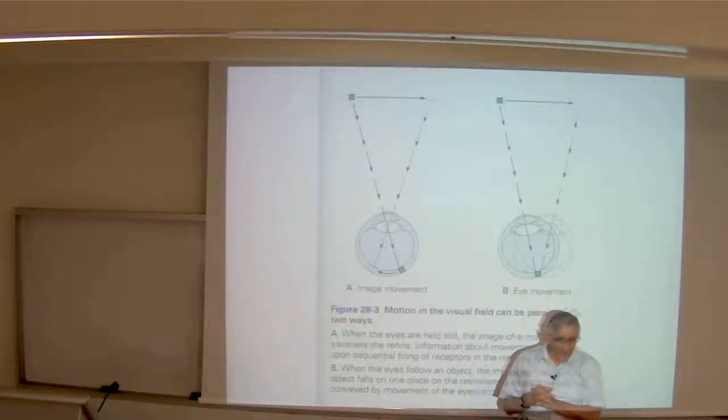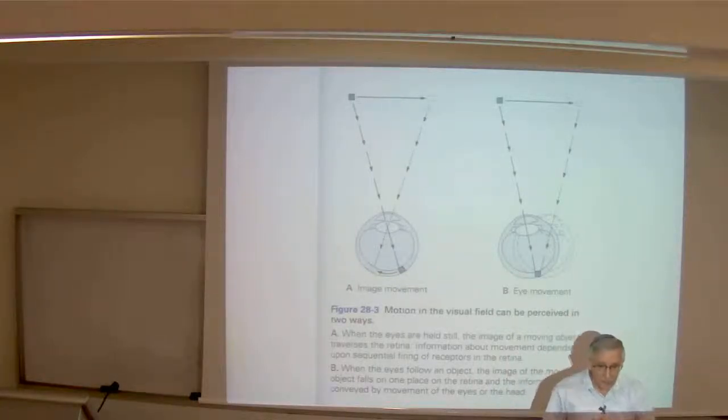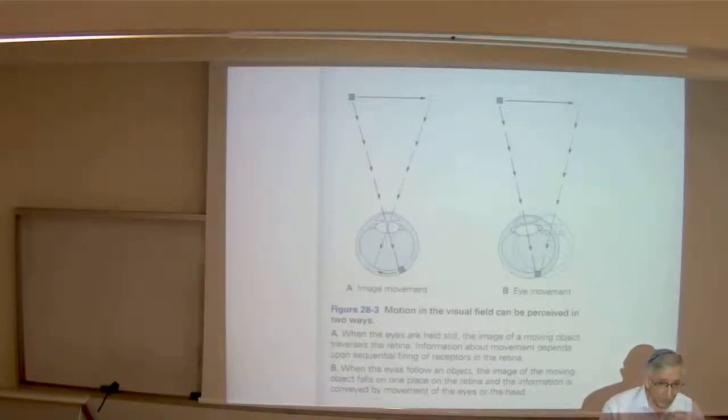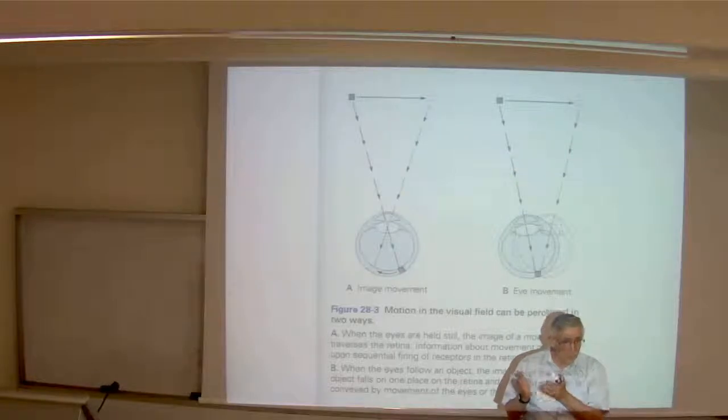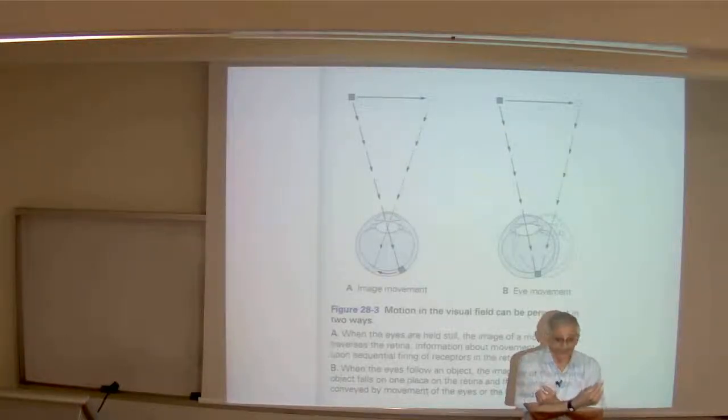Okay? There's another way. Paralyze the eyes. If you paralyze the eyes, then when I give a signal to the eyes to move, will the eyes move? No. And therefore, what will happen to an object I'm looking at? It'll appear as if it's moving in the other direction.